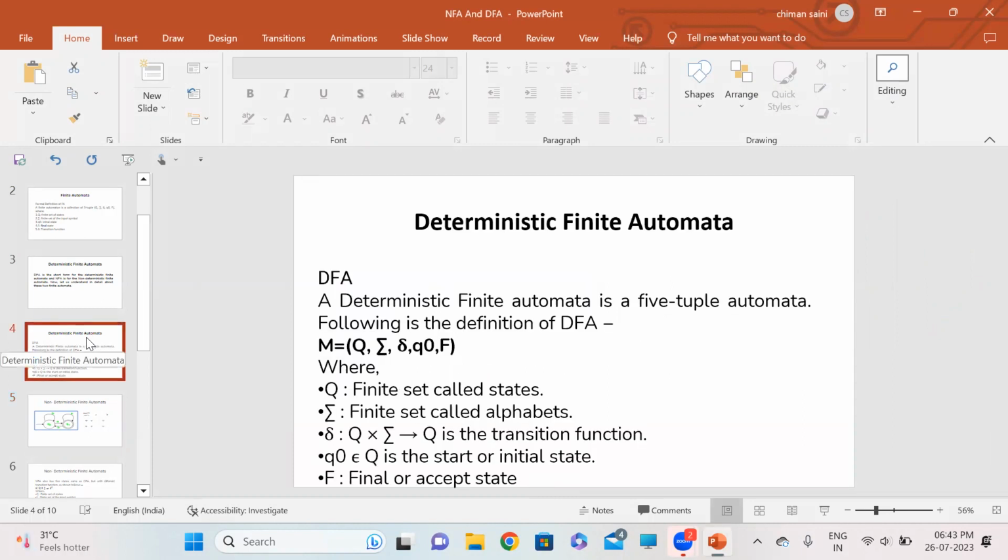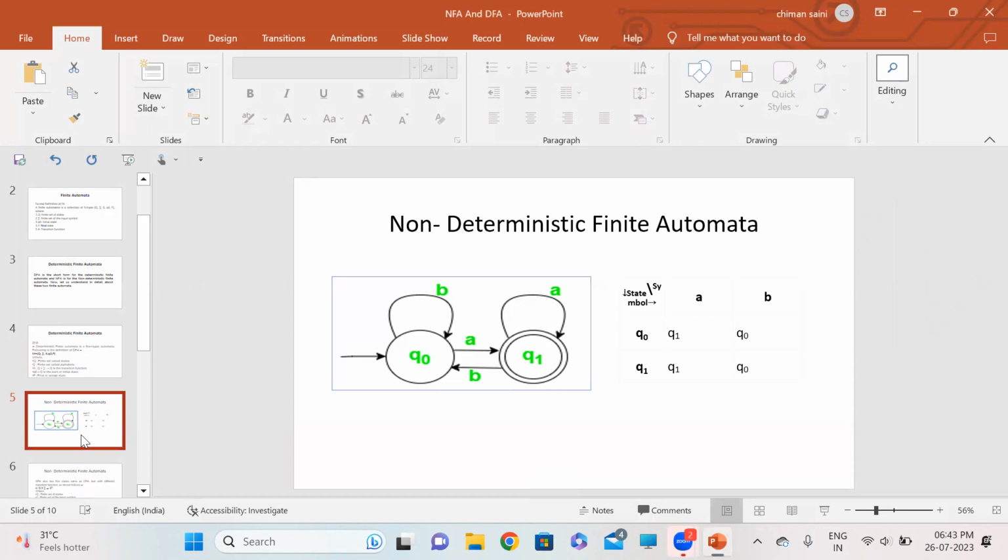Okay, and F is the final state or accept state. Means the state which has a double circle, we will call it the final state or accept state. Okay, so this is an example of a non-deterministic finite automata.